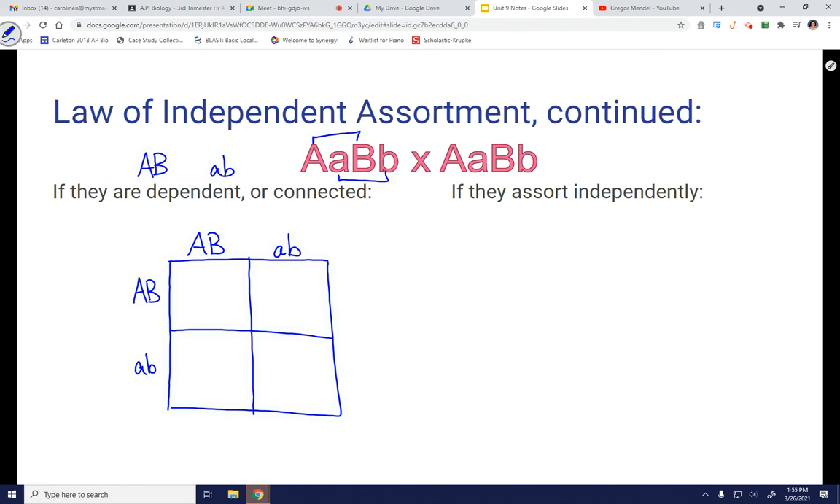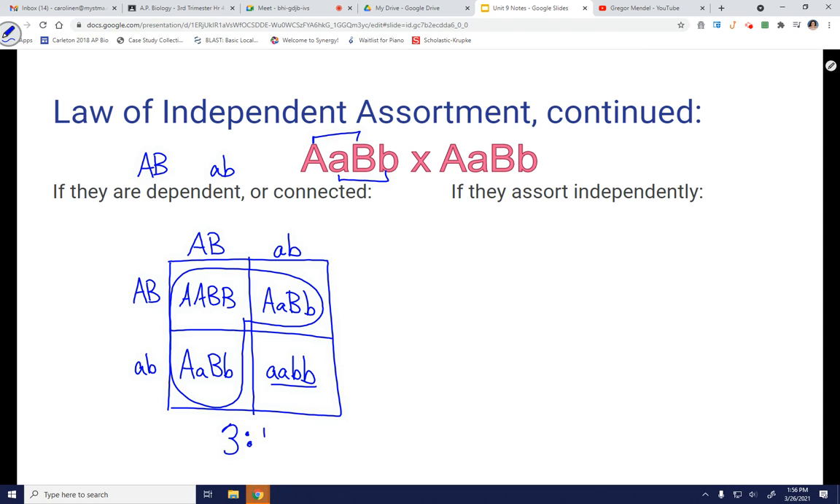If that's how they're always linked together, in which case, if this is true, now if we fill out our Punnett square, you would now see three individuals who show the dominant phenotype and one who shows the recessive phenotype for both traits. Does that make sense to everybody? So you would expect to see a 3-to-1 ratio of the dominant to the recessive characteristics. That would be the prediction.